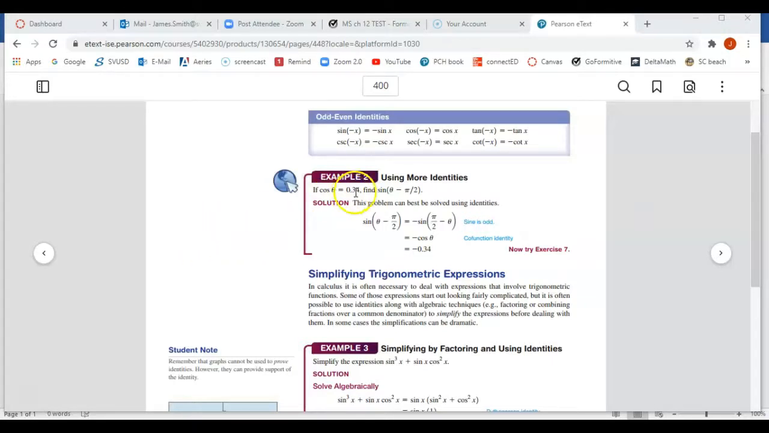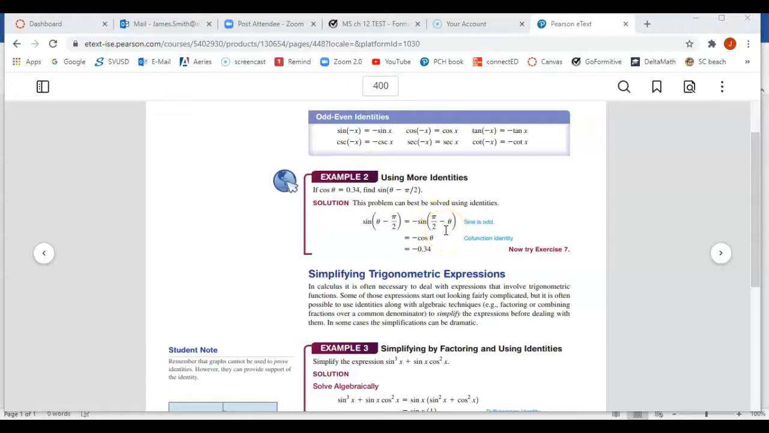So if I know that the cosine of theta is 0.34, and I'm being asked to find the sine of theta minus pi over 2, the first thing I would notice is that the way the cofunction identities were written, it was pi over 2 minus theta, not the other way around like this one's written. So one of the things that we can do, and this is an old Algebra 2 trick that you would have learned a while ago, is I can flip the order of this if I factor out the negative. What you're seeing in this first line is the way that it was written. If I factor out a negative, that allows me to flip the order of what's in the parentheses, and now it fits the identity that we saw.